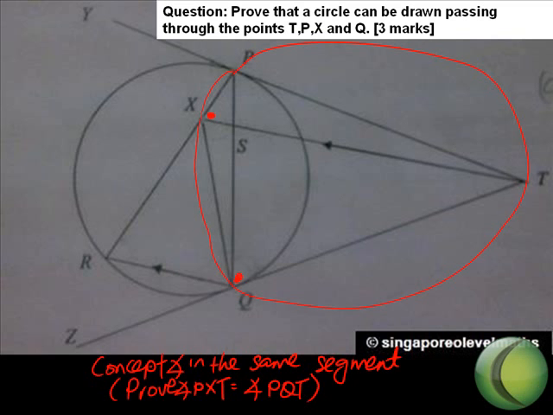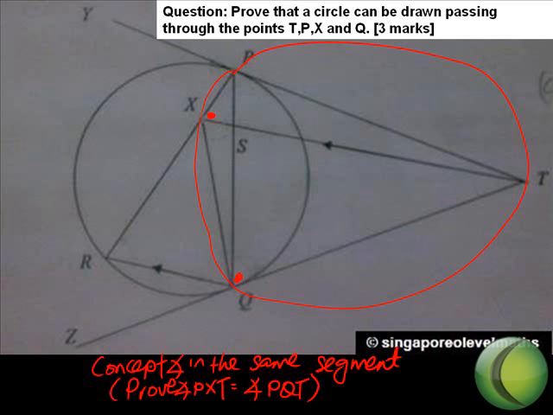Now first thing first, what you want to do is to include all the 4 points that I mentioned on the circle itself. So all these 4 points will be on the circumference of the circle. Now the concept that we're going to use is we're going to prove that the angles in the same segment are equal. Now which two angles am I looking at? If you look carefully, I've indicated two angles, PXT and PQT. The whole purpose is to prove that these two angles are equal. Once I'm able to do that, bingo, I answer the question. Okay, so this is the concept that we want to use.